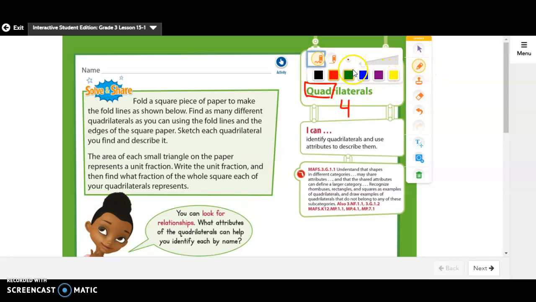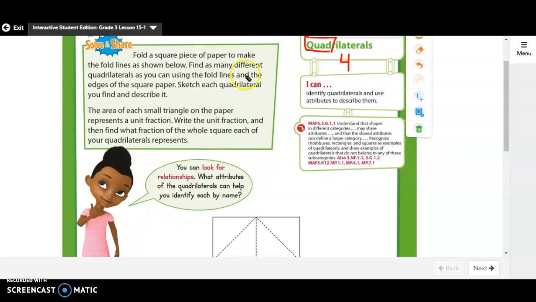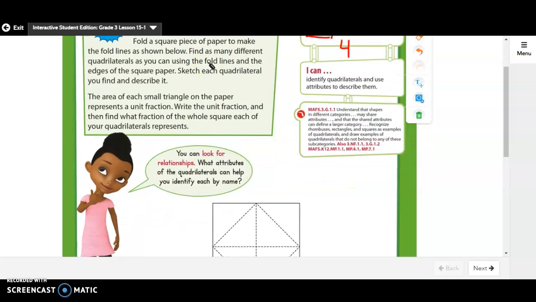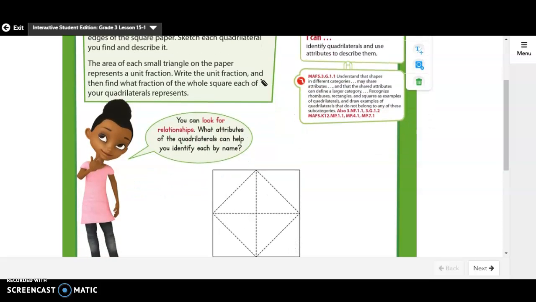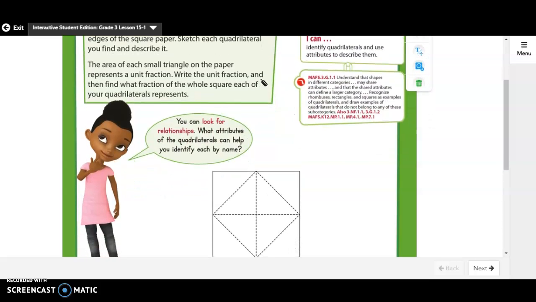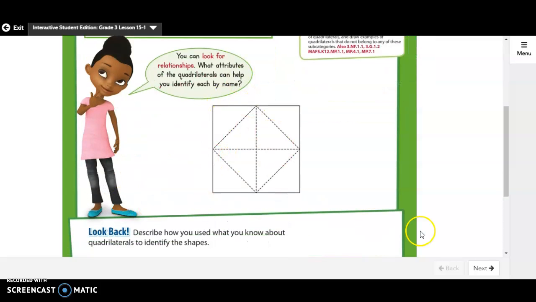Okay. So if we look over here, what they've really done, they want us to fold a square piece of paper to make the fold lines, but they've actually shown us a picture of it down here. Our job is going to be to find as many different quadrilaterals as you can using the fold lines and the edges of the square paper, and then sketch each quadrilateral you find and describe it. So what I'm going to do is trace over some, see if we can find a few different quadrilaterals in there.